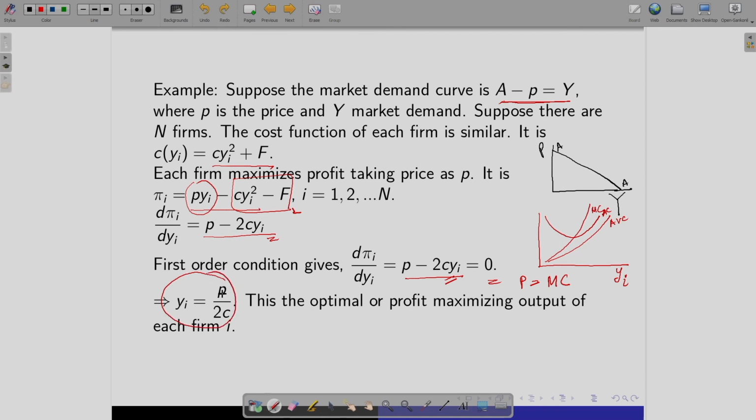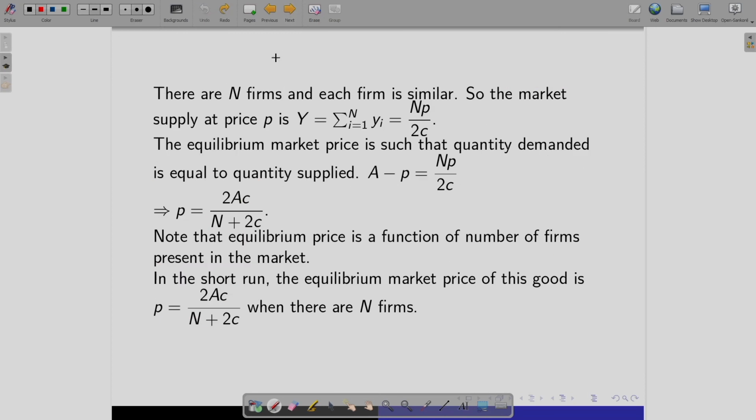So, if the price is P, what is the optimal amount of output a firm is going to produce? It is P by 2C. Okay? This is the optimal amount of output of each firm. Now, there are n firms and we have assumed that they are similar. Each firm at P produces P by 2C, and since there are n firms, the market supply at P is this, it is the horizontal summation of each output at that price. So, we get this, right.